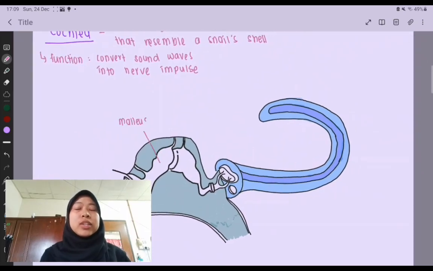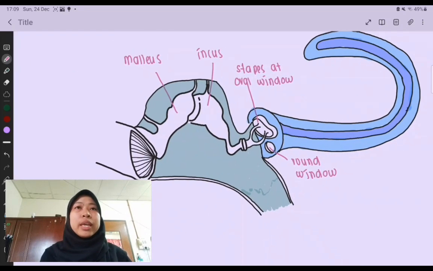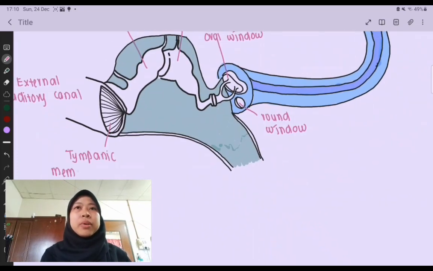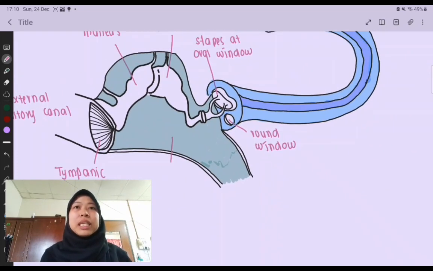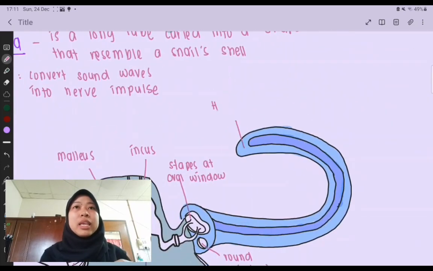These are the tiny three bones in the middle ear: malleus, incus, and stapes at the oval window. And then we have the round window, external auditory canal, tympanic membrane or eardrum, and middle ear cavity. The blue color is the helicotrema.